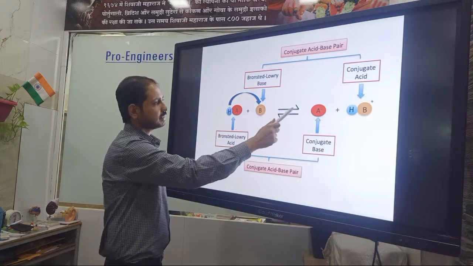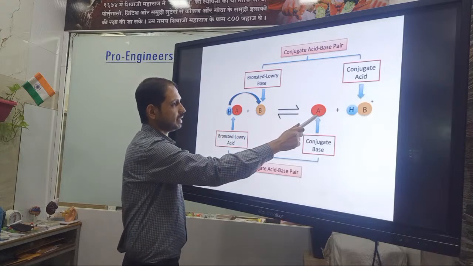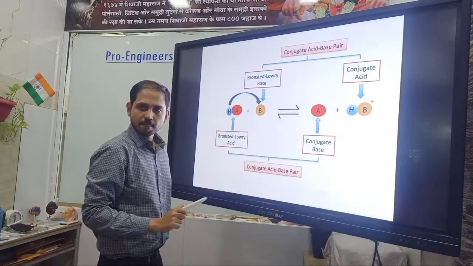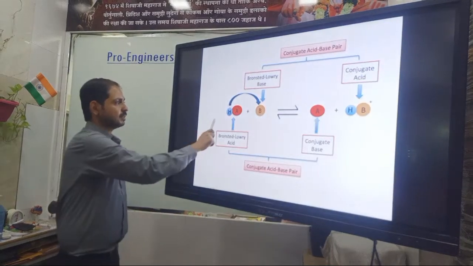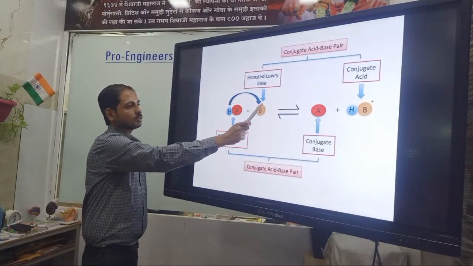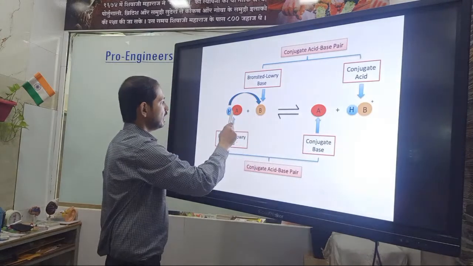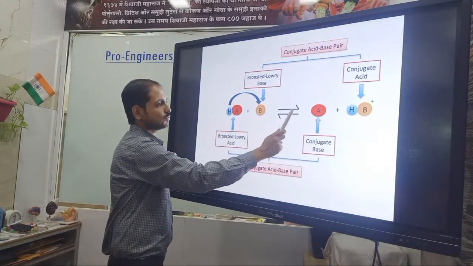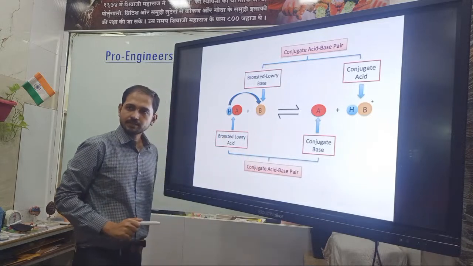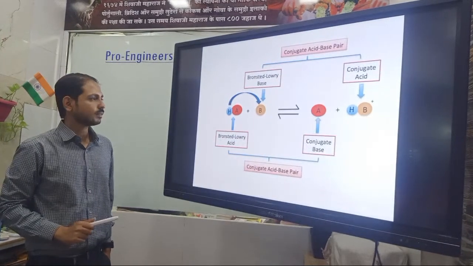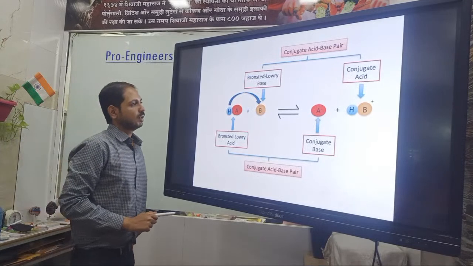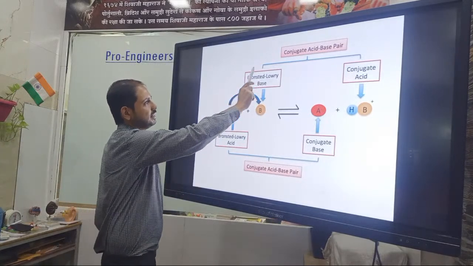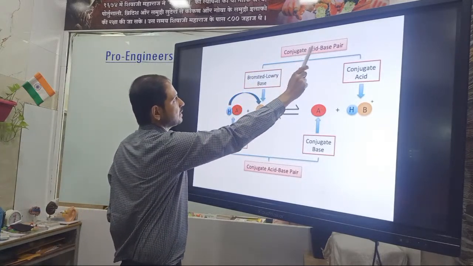So after reaction, what will we get? We'll get A minus and HB plus. H plus is going from HA to B, so that's why it is HB plus. And there is a removal of a proton in the case of HA, so that's why we are getting A minus. Fine. So now we try to understand the conjugate acid base pair.